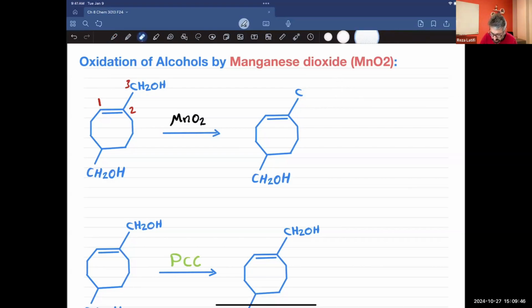And what's going to happen to it? This one will turn to aldehyde. So we will get hydrogen, and then here a double bond with oxygen, but that one stays as it is. Nothing will happen to it.